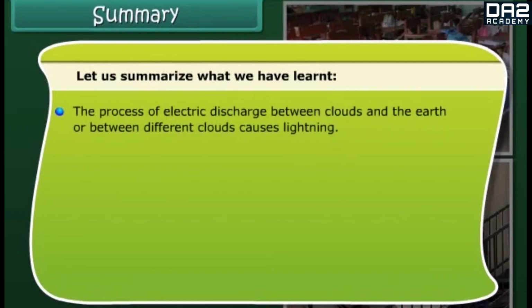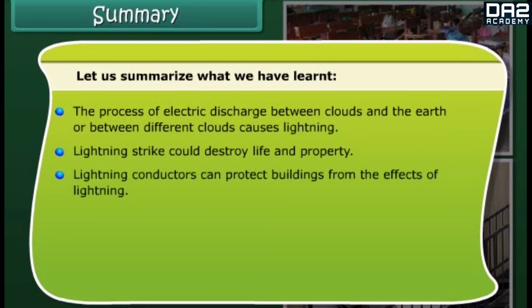The process of electric discharge between clouds and the earth or between different clouds causes lightning. Lightning strike could destroy life and property. Lightning conductors can protect buildings from the effects of lightning.